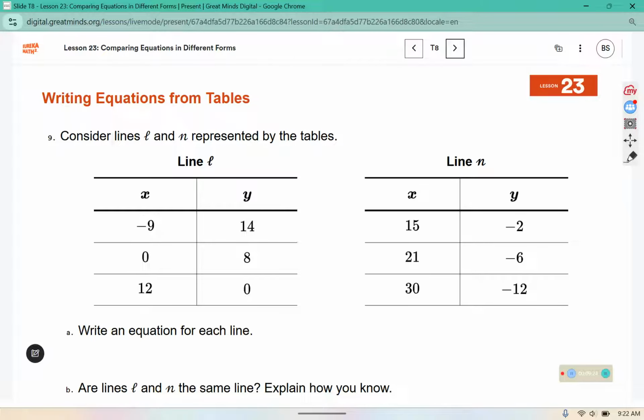Consider the lines L and N represented by the tables. Write an equation for each line. I'm going to write them in slope-intercept form. So we need to figure out y2 minus y1, or what's the difference here? 14 minus 8 is a difference of 6. Negative 9 minus 0 is a difference of negative 9. So then the slope here would be 6 over negative 9, which reduces to negative 2/3.